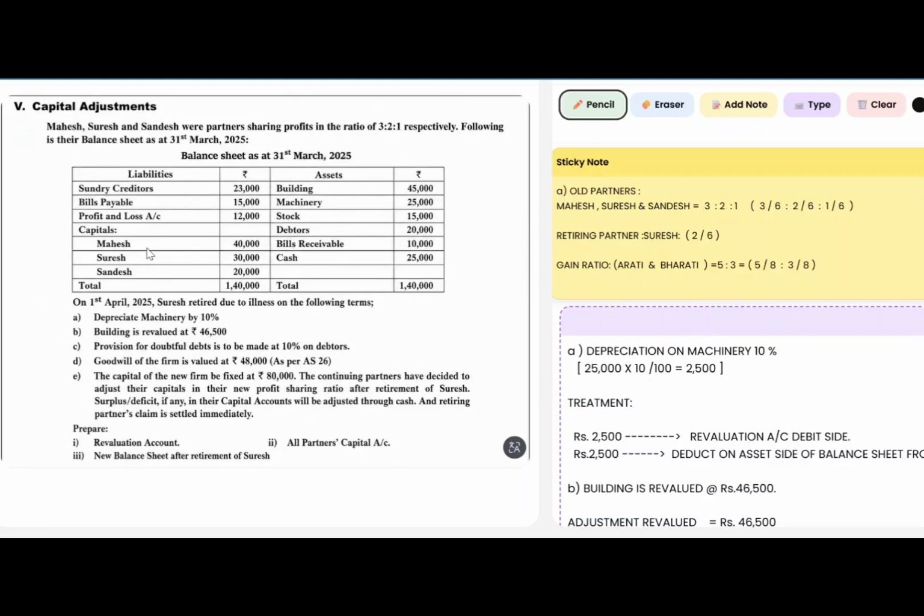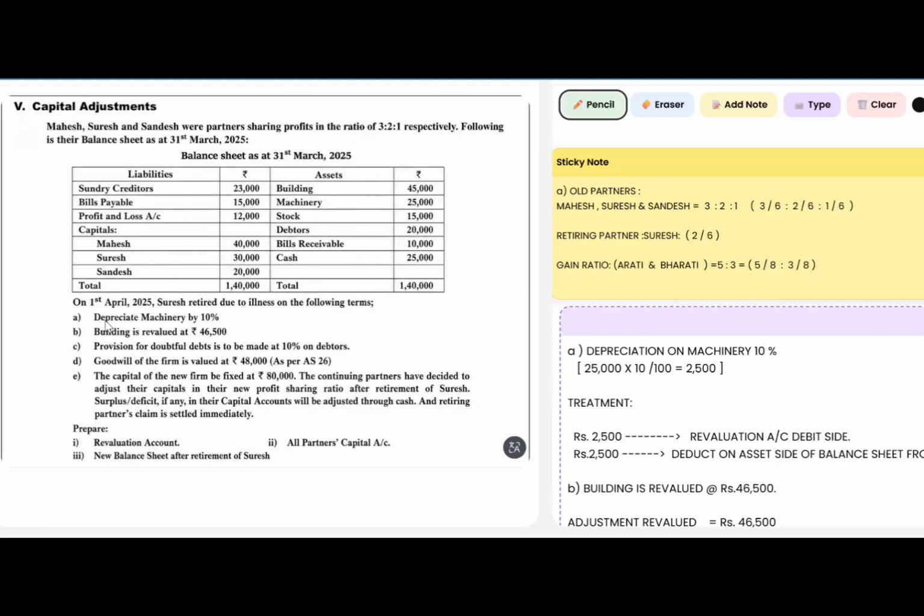And these capitals, that is Mahesh 40,000, Suresh 30,000, and Sandesh 20,000, will be the opening balance of the partners' capital account. Now, moving on to the assets, buildings, machinery, stock, debtors, bills receivable, and cash will go to the new balance sheet along with the adjustments, if given any. Now, moving on to the adjustments given here: on 1st April 2025, Suresh retires from the firm due to his illness, and these are the adjustments given here.